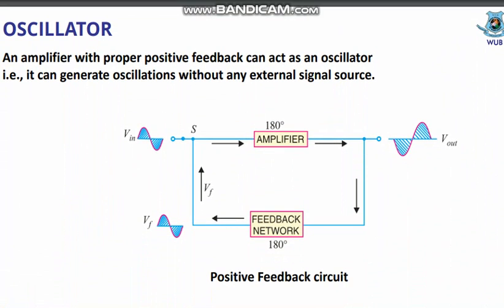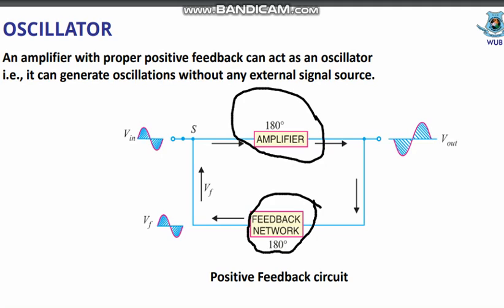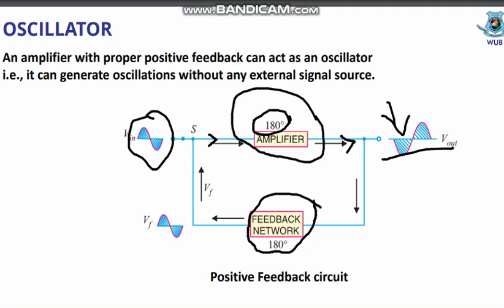Now an amplifier with proper positive feedback can act as an oscillator too. So an amplifier can act as an oscillator. It can generate oscillations without any external signal source. Here you can see there are two voltages, the input voltage and the output voltage. It is a 180 degree phase shift amplifier, and there is a 180 degree feedback network. In that kind of circuitry, if the signal enters through V input, here you can find the V output. That is a 180 degree phase shift amplifier. So the input shifts by 180 degrees, meaning the reverse voltage will be in the output.